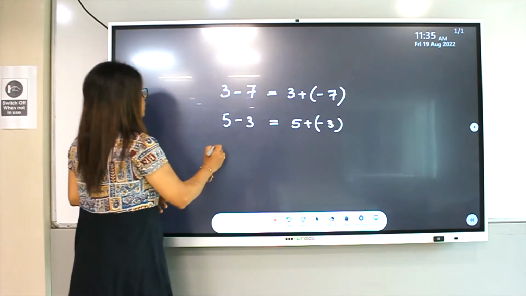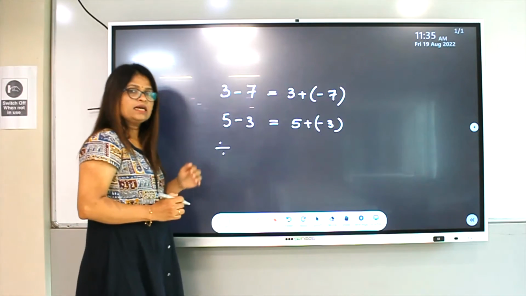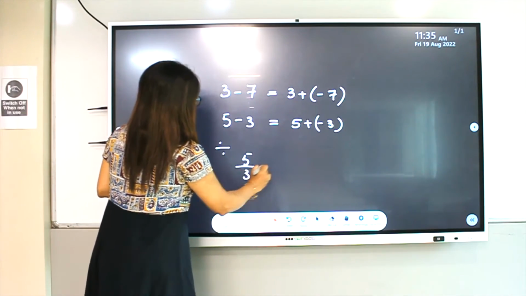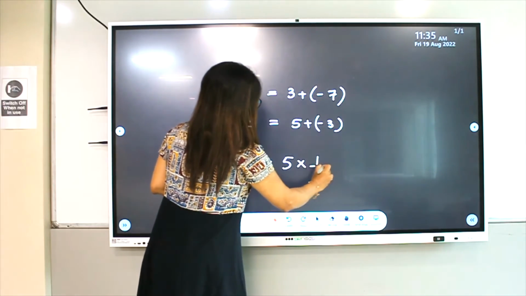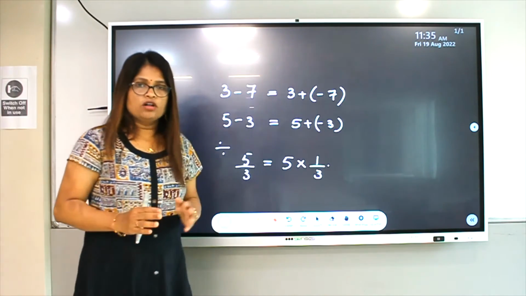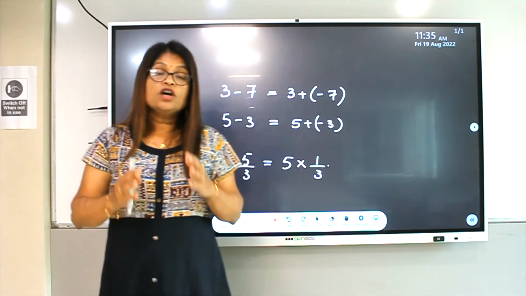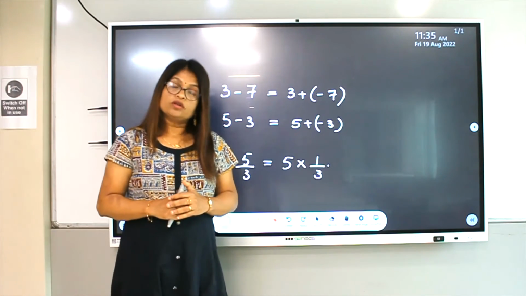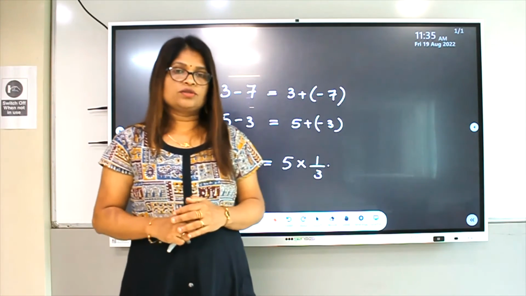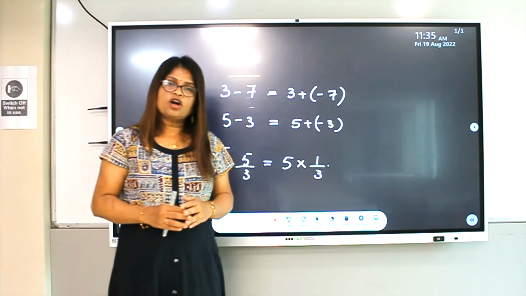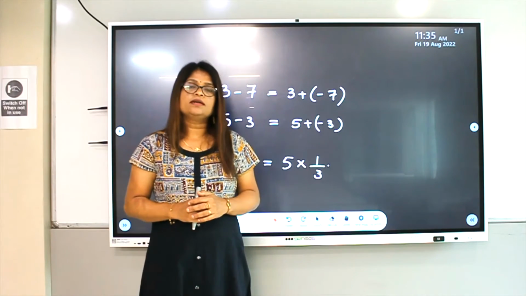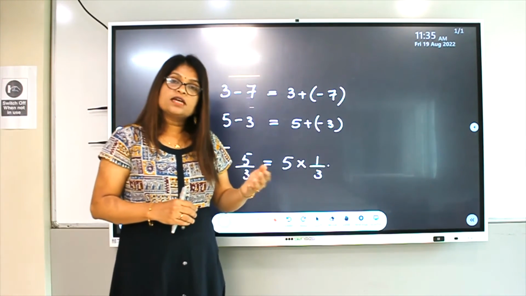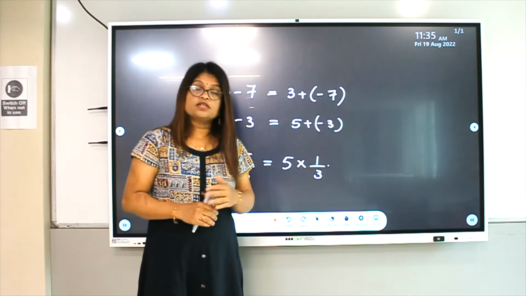In the same way, division is also seen as the inverse operation of multiplication. So 5 by 3 is equivalent to saying 5 into 1 by 3. So in abstract algebra, you are having two operations of addition and multiplication. You might be thinking, what is the advantage of having these operations? That is because in abstract algebra, the sets that you consider are not always numbers. We may have the set of symmetries or the set of permutations, for example.